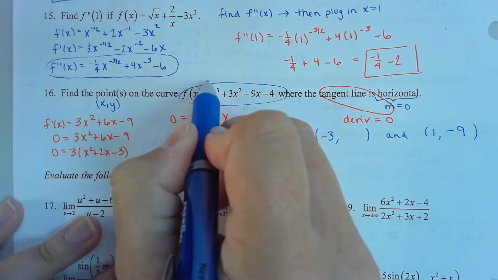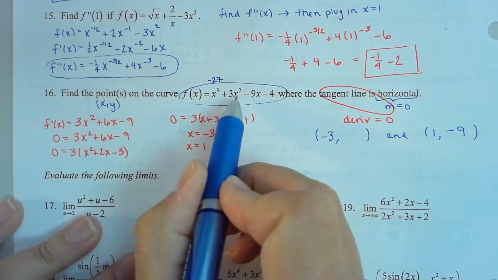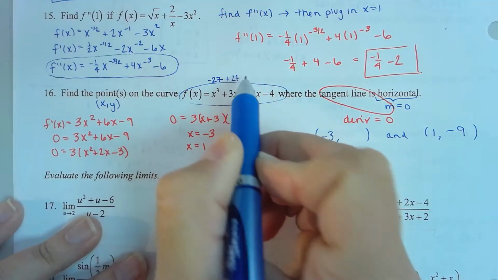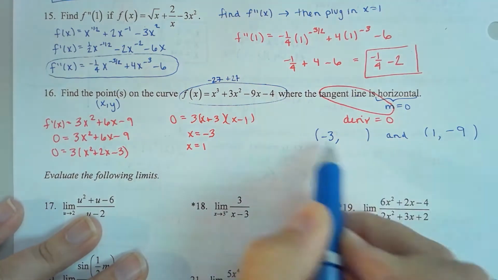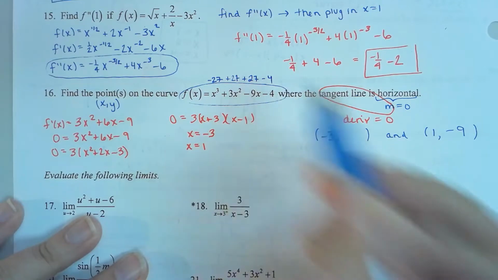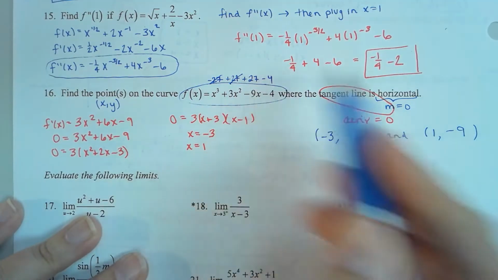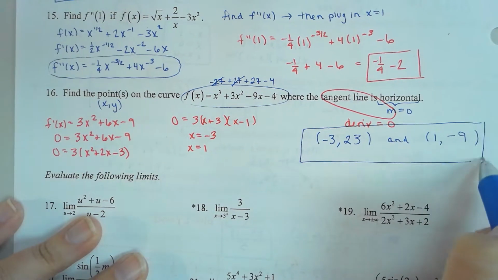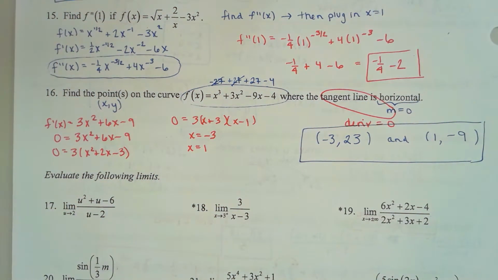Negative 3 cubed is negative 27. Negative 3 squared is 9. Times 3 is a positive 27. Negative 3 times negative 9 is positive 27, and then a minus 4. So I really have a 23. I'm hoping my arithmetic works out for us. I'm not checking my answers as I go.